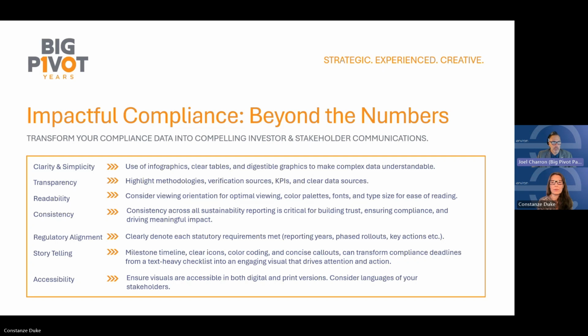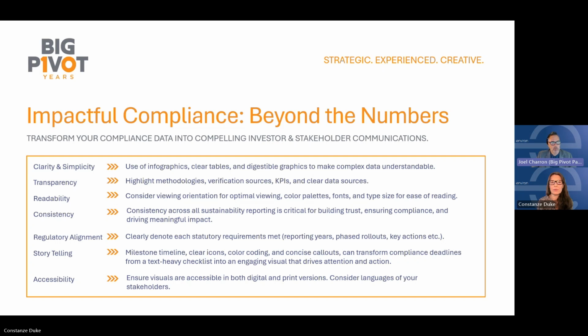Consistency, again, as you have crafted your message across TCFD reports, your sustainability ESG reports, and other reporting that you've done throughout the year. Obviously, you tie into the California requirements, but it should tie back into your consistent message to continue building that trust, ensuring compliance, and driving a meaningful impact.